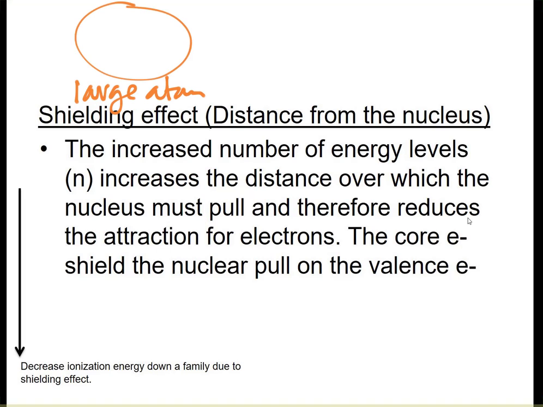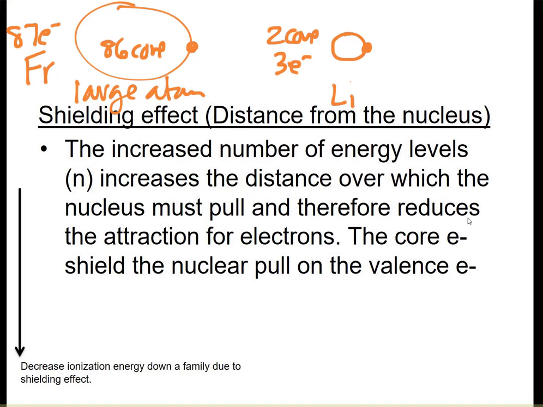So let's compare a really large atom to something really, really small. Maybe let's look at lithium versus francium. Francium has 87 electrons and has one outer electron, and then it has 86 core electrons. Lithium has 3 electrons. 2 of them are core electrons.